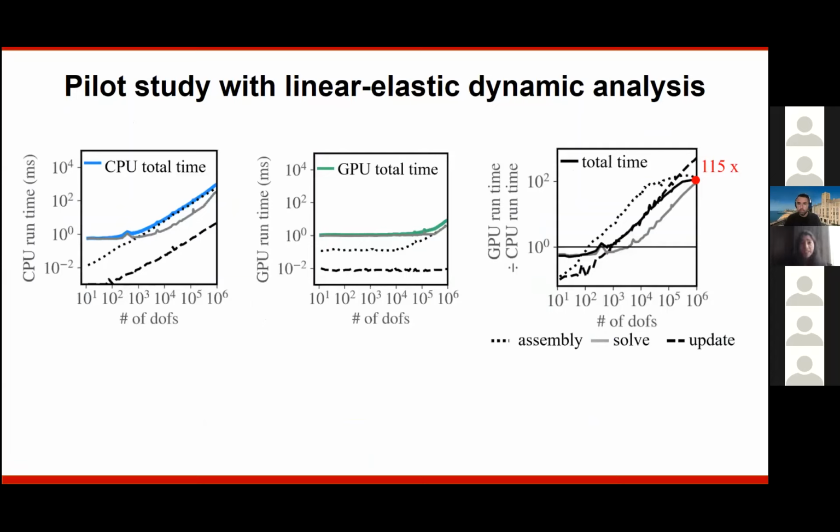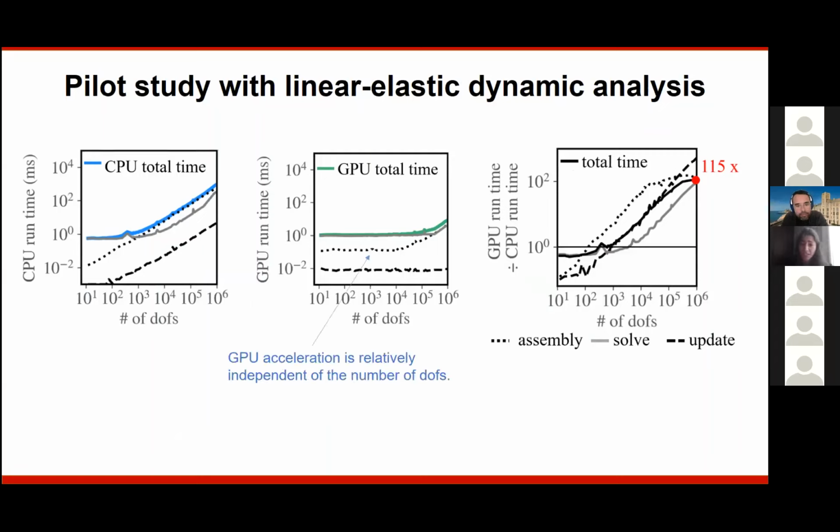And so we did a pilot study looking at linear elastic dynamic analysis, and fairly simplistic. I hope no one's going to ask me the details on this. This is a very preliminary study, but we were interested if we took a single core CPU and compared it to a GPU, what sort of differences are we seeing in terms of assembling the equations of motion, solving it, and then updating it to move to the next time step.